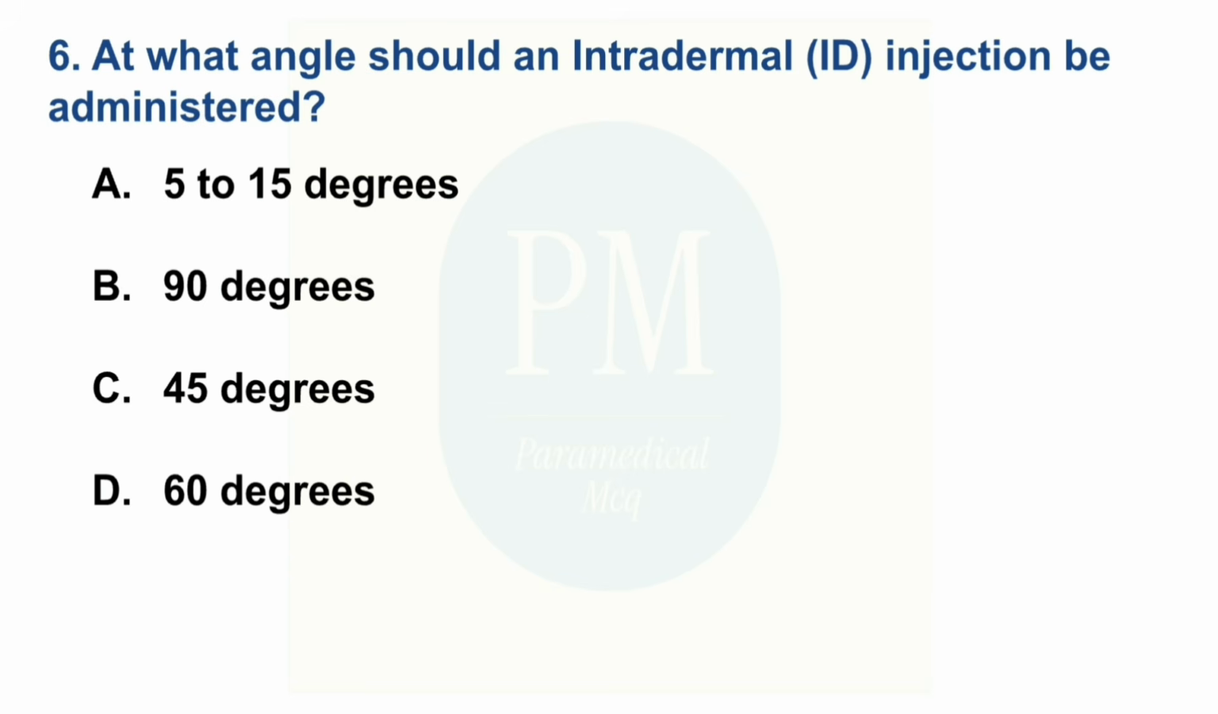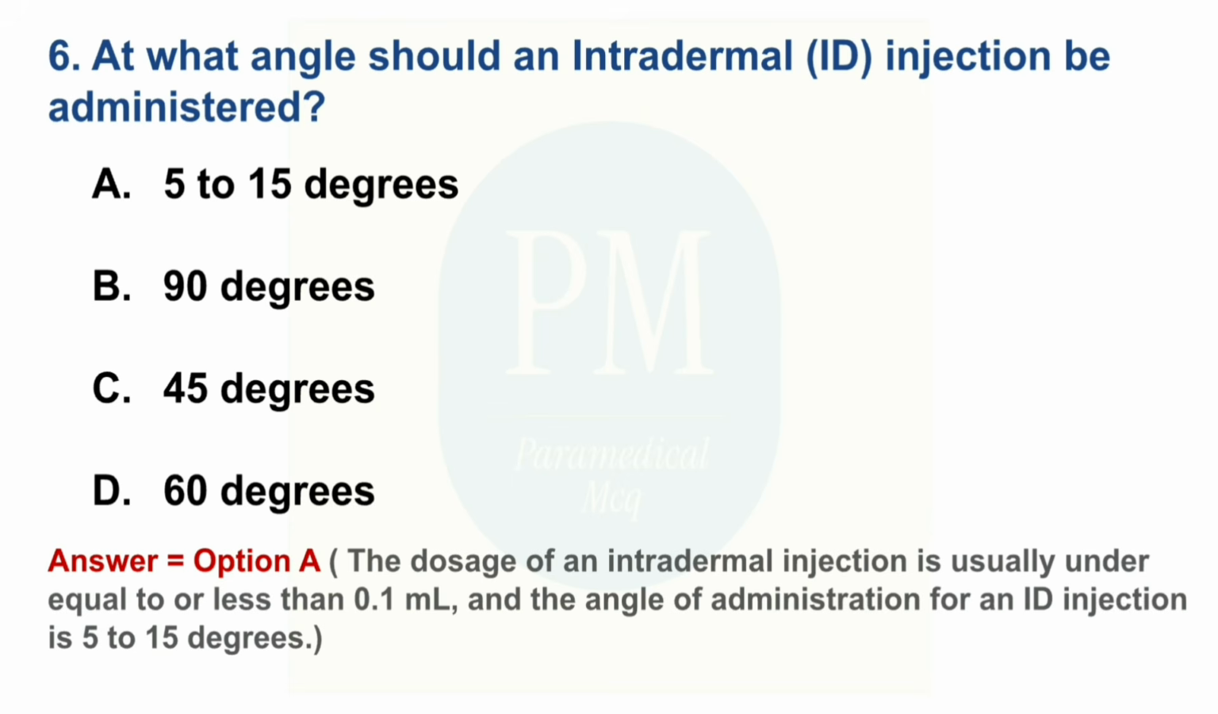At what angle should an intradermal, ID, injection be administered? Option A, 5 to 15 degrees; option B, 90 degrees; option C, 45 degrees; option D, 60 degrees. The correct option is option A, 5 to 15 degrees.